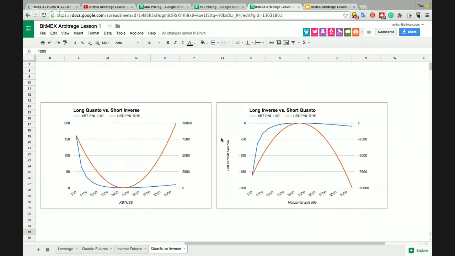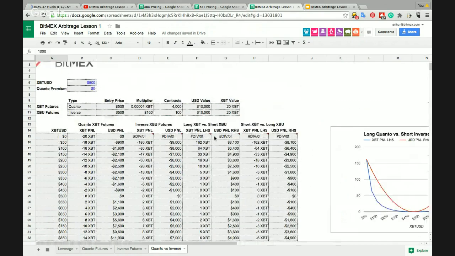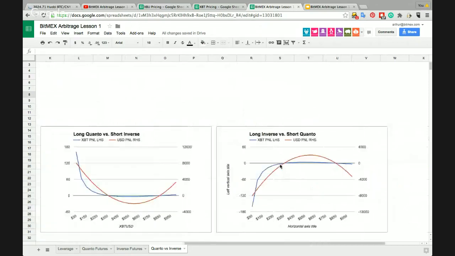So now that we know that it's better to be long a quanto contract and short an inverse, that doesn't mean that the market is going to present us with a situation where each contract is trading at the same price at the same time. As I said before, you will usually find that a quanto contract will trade at a premium to an inverse contract. So let's put in a premium of, say, $100. Now we see these graphs shift.